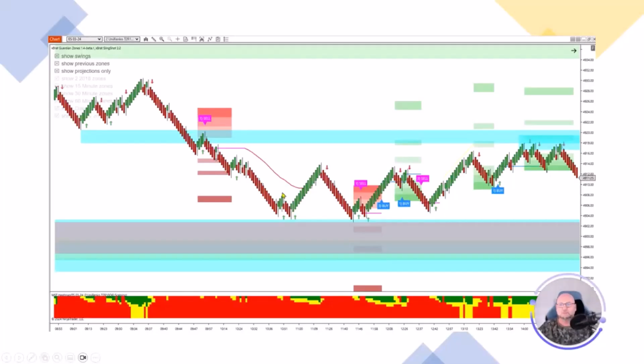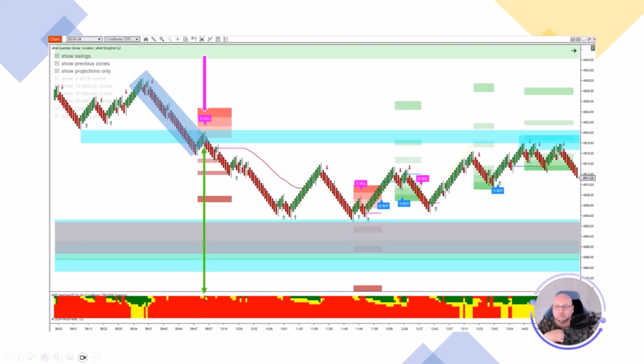Let's have a look at some examples here. This is the Slingshot, and this is on ES. It's on a Unirenko, on quite a fast time frame here. First of all, let's talk about this behavior. This move comes down and below, this is a 15-minute zone. It breaks through. It pulls back into our pullback zones that we print on the Slingshot, and we produce then a type 1 sell. There are 3 types of trades.